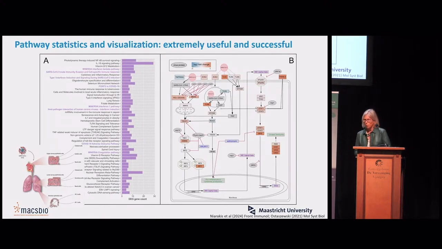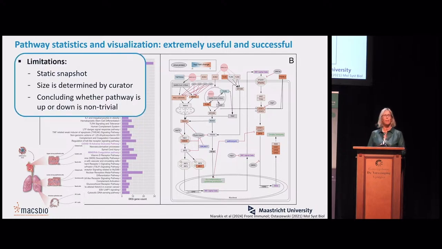So these pathway and network analyses have been extremely useful. Very easy to generate pathway statistics, visualize data, very successful. However, they also have their limitations, right? They are a static snapshot of the system at one point in time. The size of a particular pathway is usually determined by the person who curated it, right? You have to decide basically what is one pathway. And sometimes you can connect that to other pathways through network analysis, for example. But by definition, they are limited.